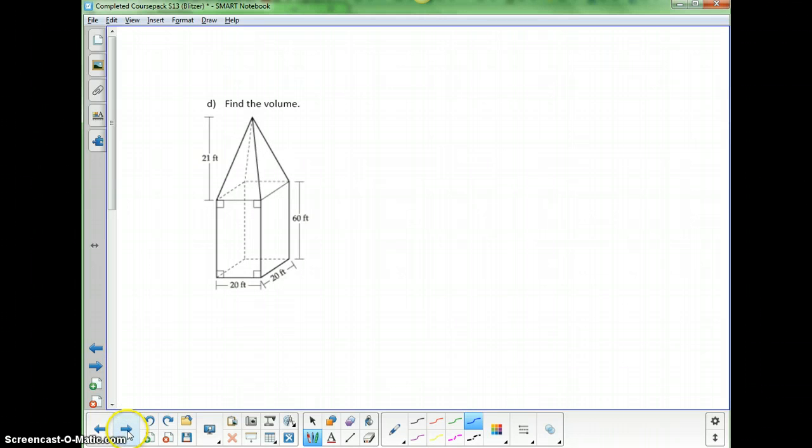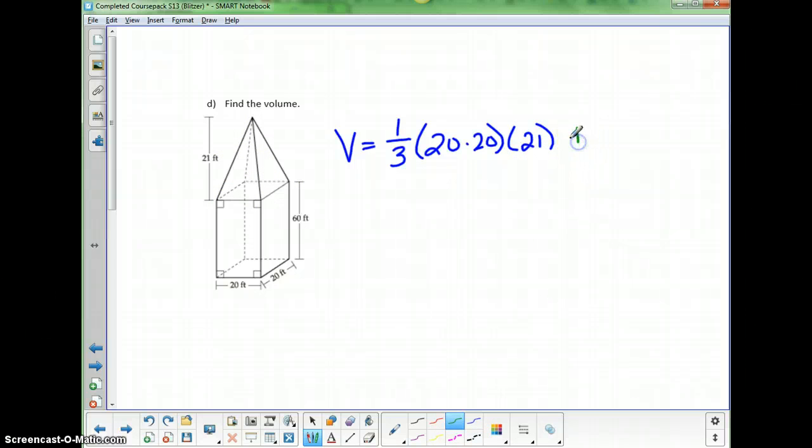Alright, a couple composite volume shapes here. Let's find the volume of this shape. This is a pyramid on top of a box. So the pyramid part first. The pyramid is 1/3 times the area of the base. The area of the base is 20 by 20. So 20 times 20 times the height, 21, plus the volume of the box, 20 by 20 by 60, length times width times height.